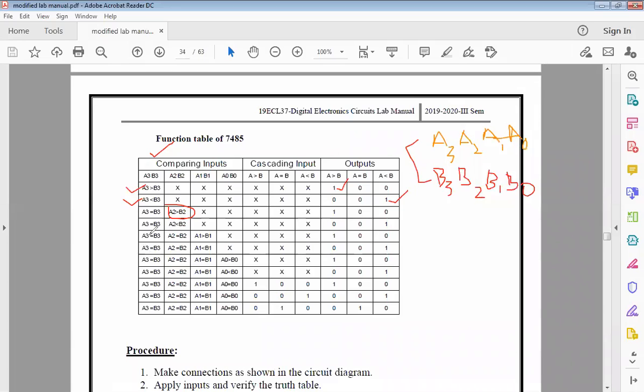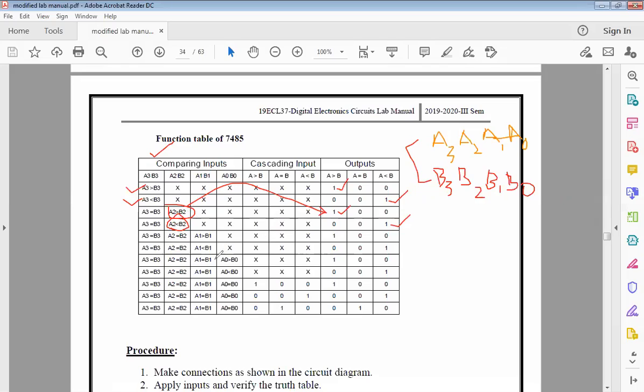Since A3 is equal to B3, I cannot decide what my output is, because I have one more parameter here: A2 is greater than B2. Since it's equal here, my output depends only on this. So this output is dependent only on the next bit, which is A2. Similarly for the less-than output, it depends only on A2 being less than B2.